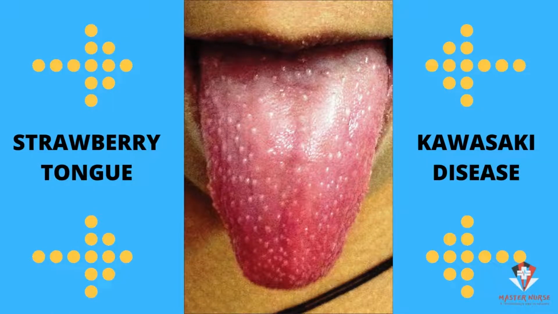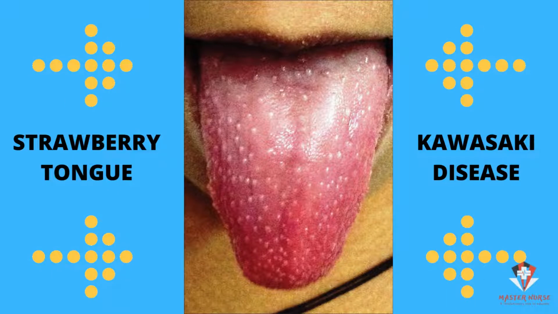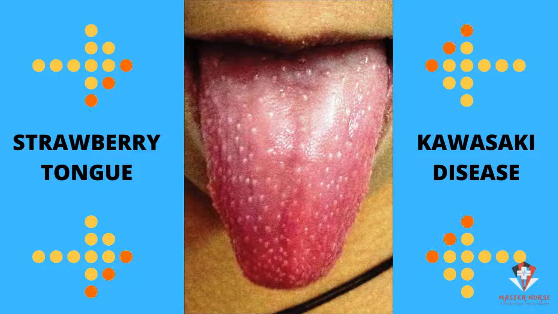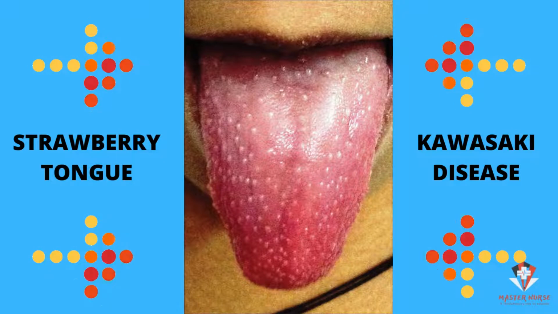Symptom number 9, strawberry tongue, is a symptom that is commonly seen in Kawasaki disease. What happens in this strawberry tongue is, the tongue becomes fully reddish in color and there will be white spots on the tongue, giving it a strawberry-like appearance. So what is this Kawasaki disease?